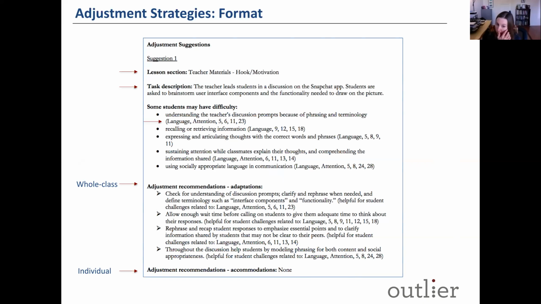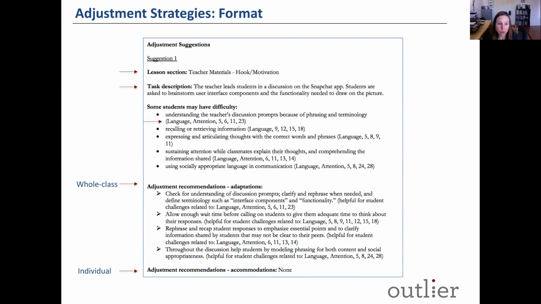And so as our way to communicate with each other and with the teachers we're working with, we identified where those are. You can see here we have a section talking about what lesson section it's related to. We also wanted to concretely identify the task itself that stood out as a potential barrier. So what exactly is the task, or the ask, that a student is being required to do? And then what are some of the difficulties that particular type of activity or task might pose for some students?